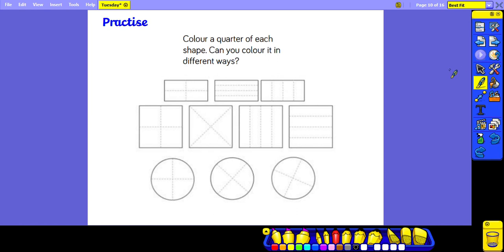Now there is a practice question here where you need to colour in a quarter of each shape. So you can see they've been roughly divided up for you into quarters. You just need to colour in one quarter of each shape.